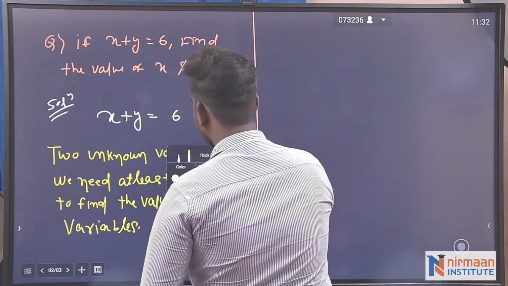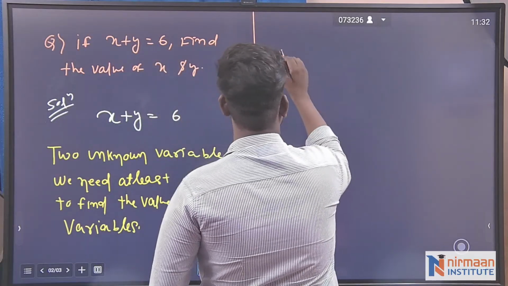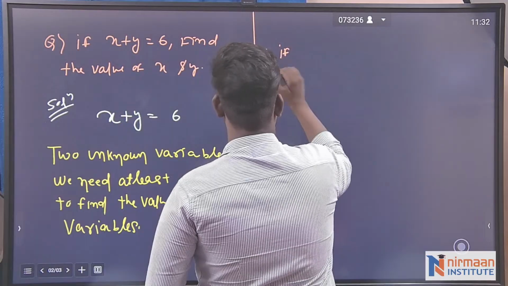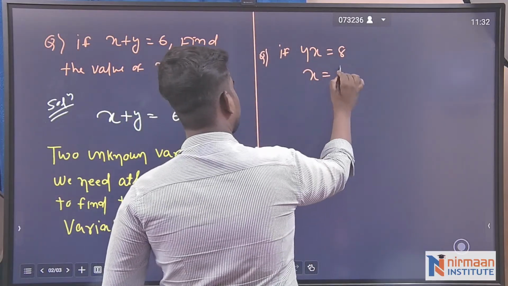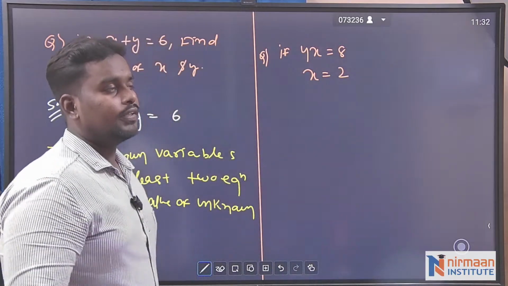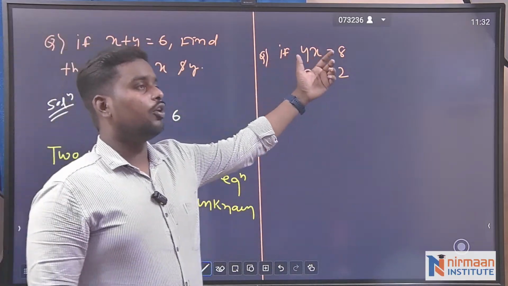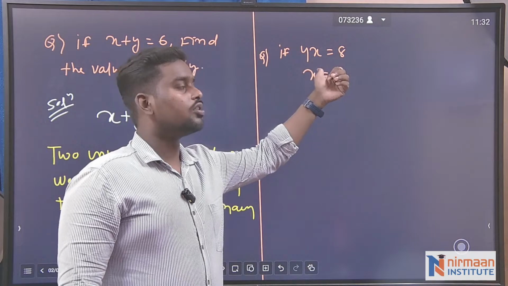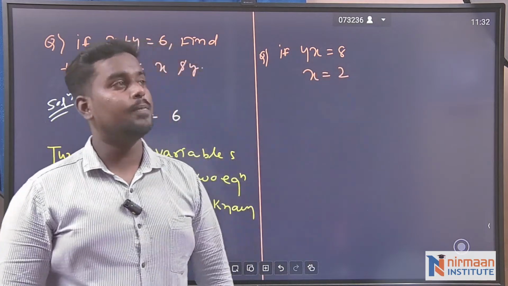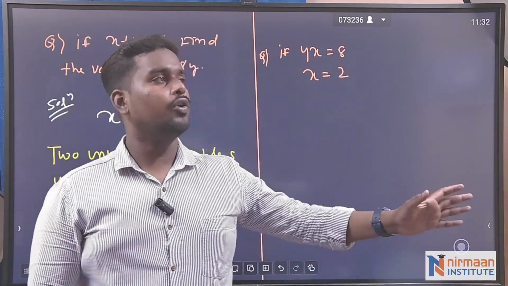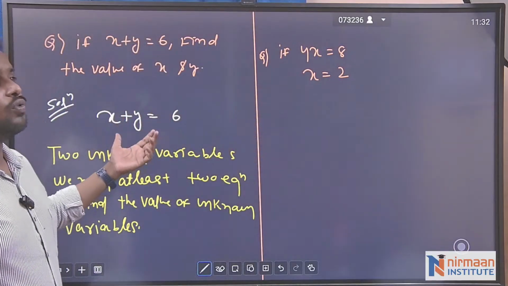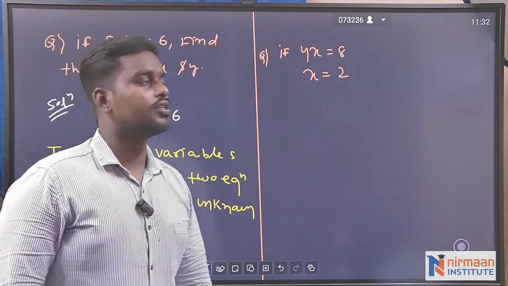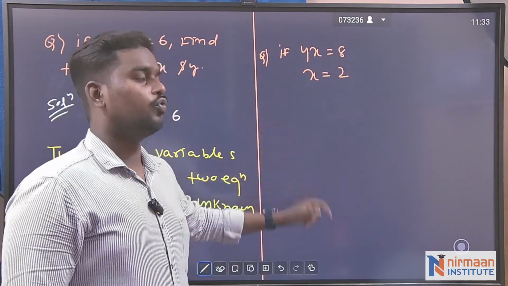But you can find this if I ask this question: if 4x is equal to 8, then how much is x? x is 2, right? Very simple. Now it is one equation and one variable. One equation, one unknown, then you can find. But in this case, there are two unknowns and one equation, so we are not able to find them, right?